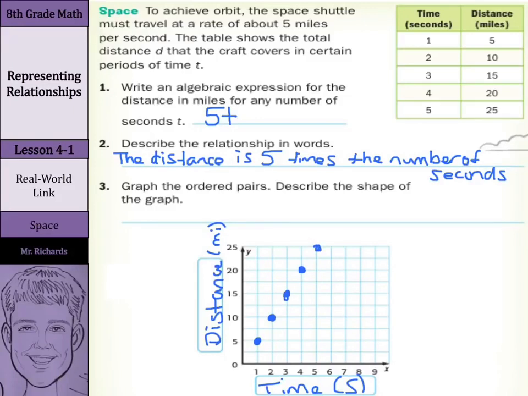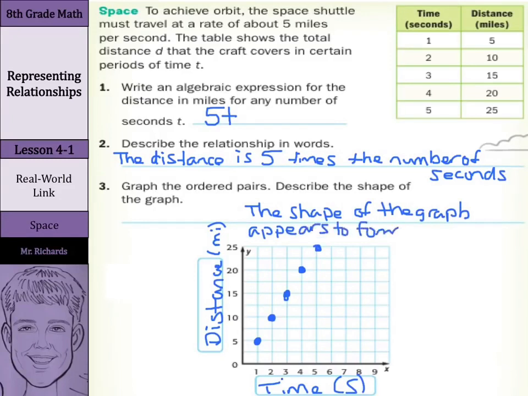So we can write this, the shape of the graph appears to form a line. So the graph is linear. Let's continue on into our examples.